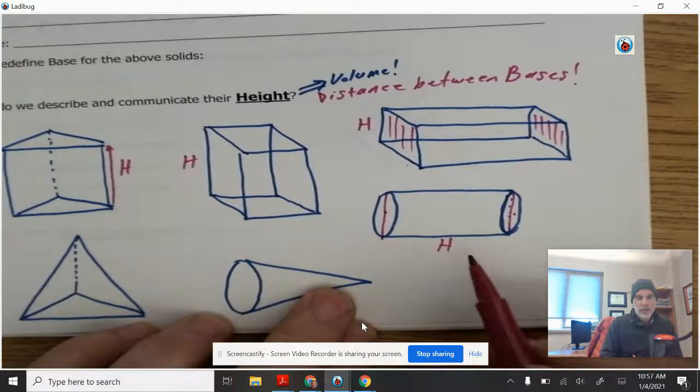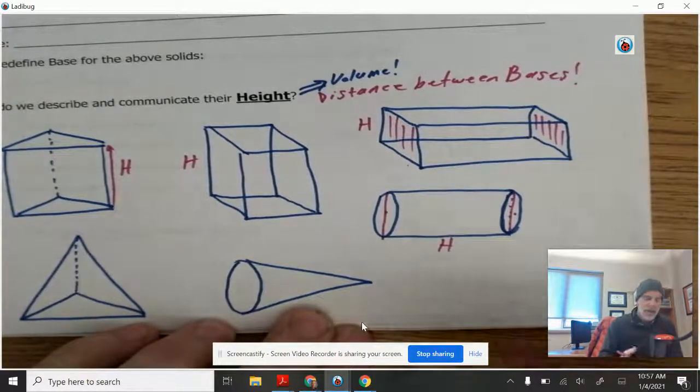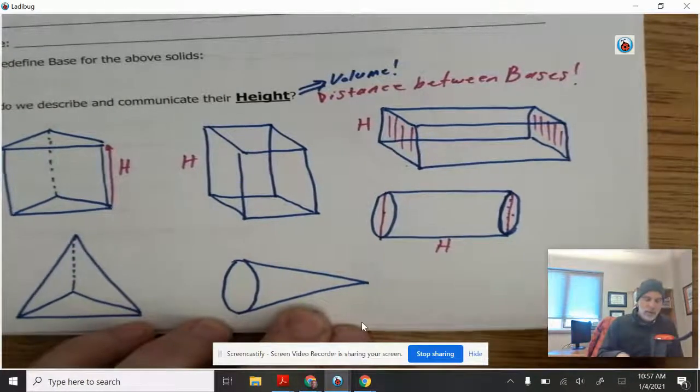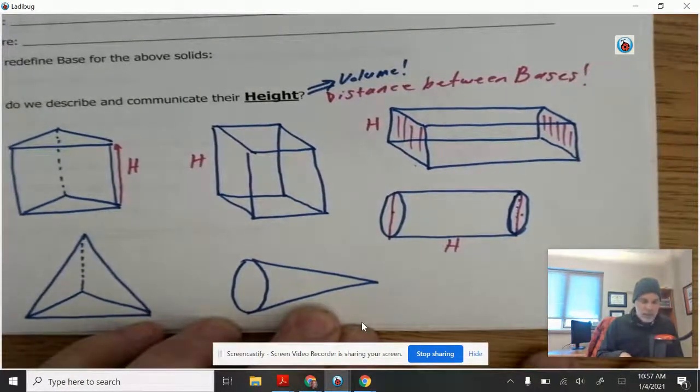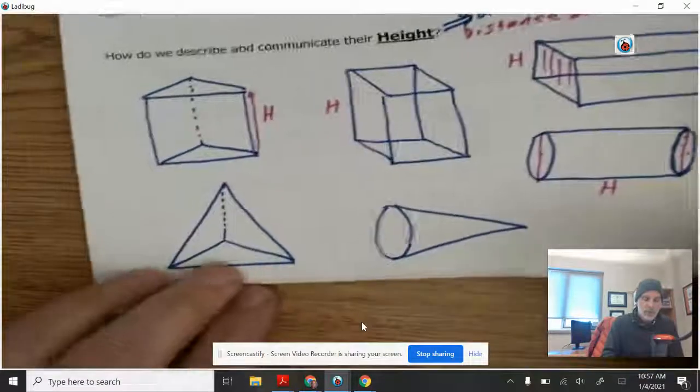You'll hear me emphasize the prepositional phrases. You can't just say height. You have to say, of what? Of the cylinder. The height of a triangle. We're going to get into all those. You have to follow up with what you're talking about.